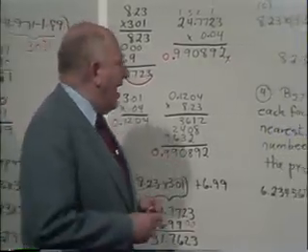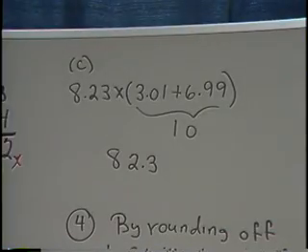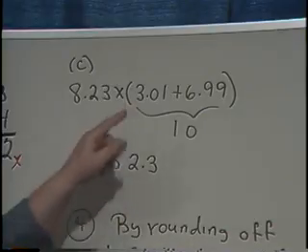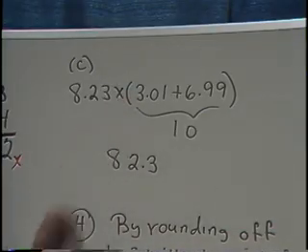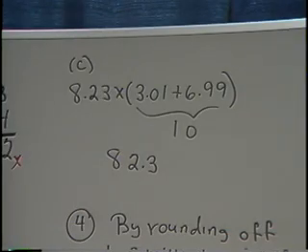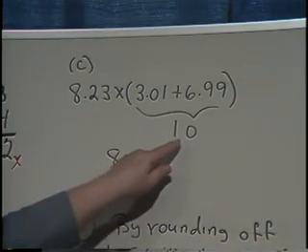You see, what happens in Part C is that we're first told to add the 6.99 to the 3.01. And if you do that, you find that, well, do it in terms of money. $3.01 and $6.99 would be $10.